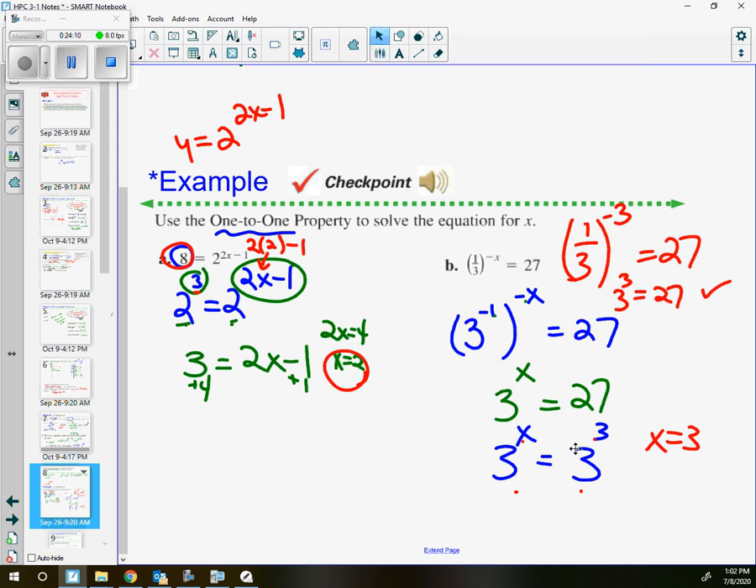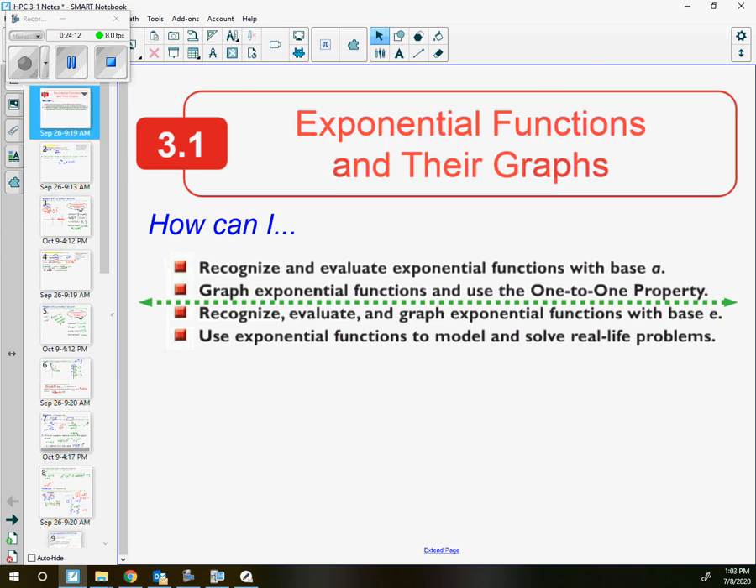All right, so let's go back to our essential questions here. How can I recognize and evaluate exponential functions? Well, hopefully we know those basic features. Always increasing or decreasing. Always have a domain of all real numbers. Range is greater than 0 on that parent graph. y-intercept is always at 1. How do we graph them?